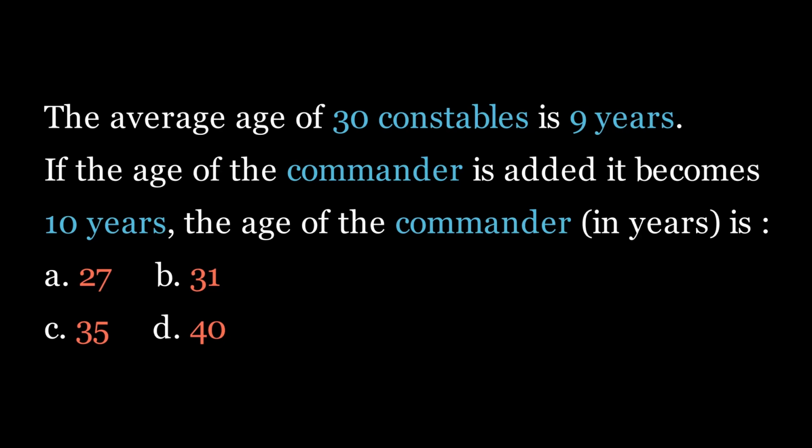The first part of the question is telling us that there are 30 constables and the average age of those 30 constables is 9 years. The next part of the question is telling us that the age of the commander is added, meaning there will be 31 individuals. Remember, if there are 30 constables and the commander is added, then the number of individuals also increases to 31, and the average age also increases from 9 years to 10 years. As you can see, if the age of the commander is added, then it becomes 10 years. And the next part of the question is asking us for the age of the commander.